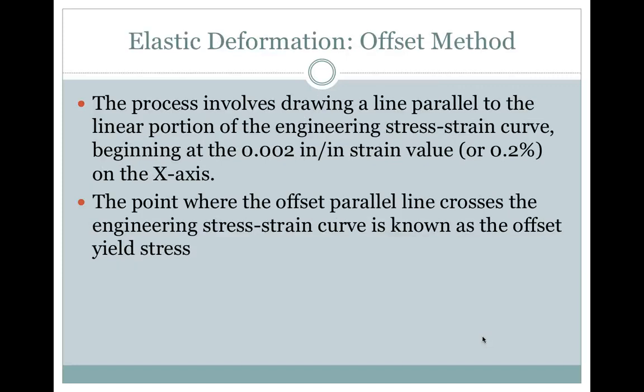The process involves drawing a line parallel to the linear portion of the engineering stress-strain curve, beginning at the 0.002 inches per inch strain value, or 0.2%, on the x-axis. The point where the offset parallel line crosses the engineering stress-strain curve is known as the offset yield stress.